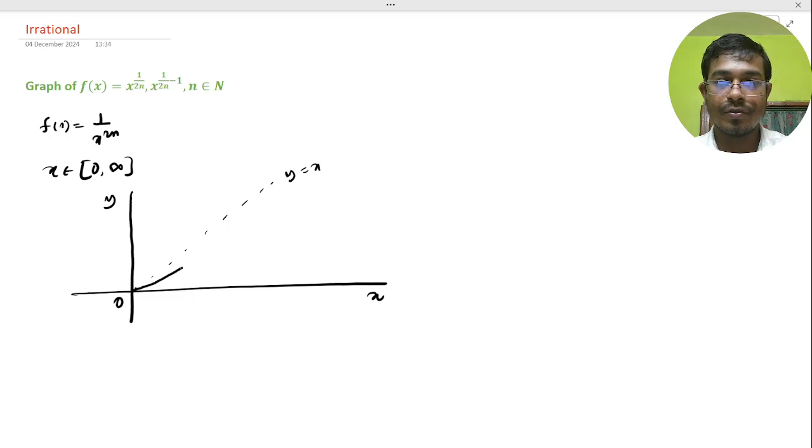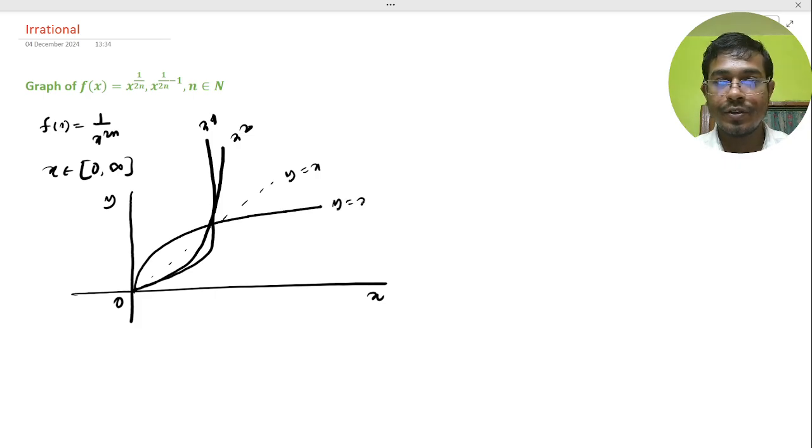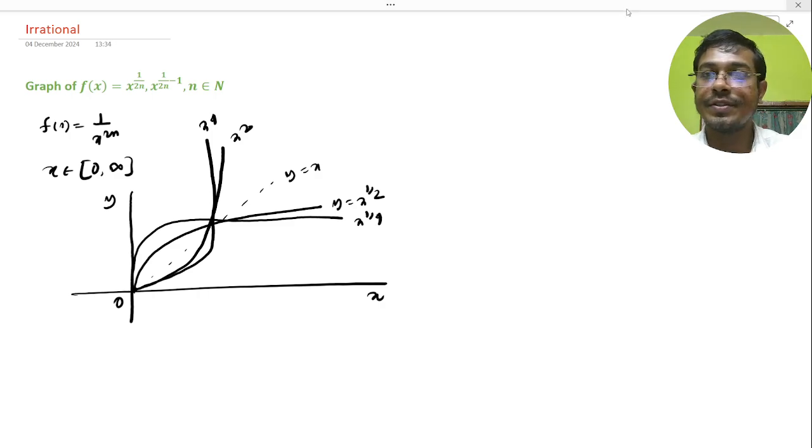We just plot here the x square. Earlier we plotted this one, x square, this one for x to the power 4, and symmetric, so this one would be x to the power 1 by 2 and x to the power 1 by 4. So go ahead to our next, the odd one.